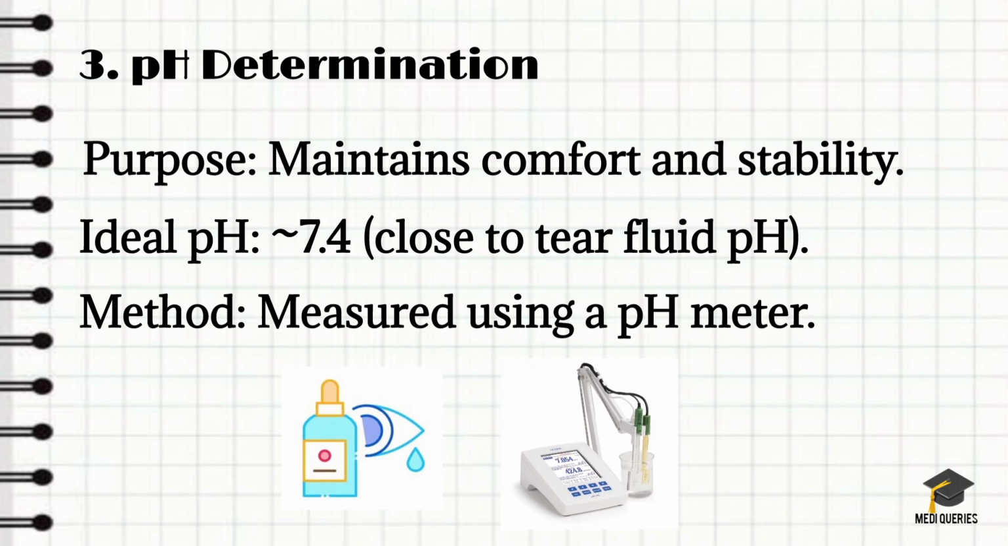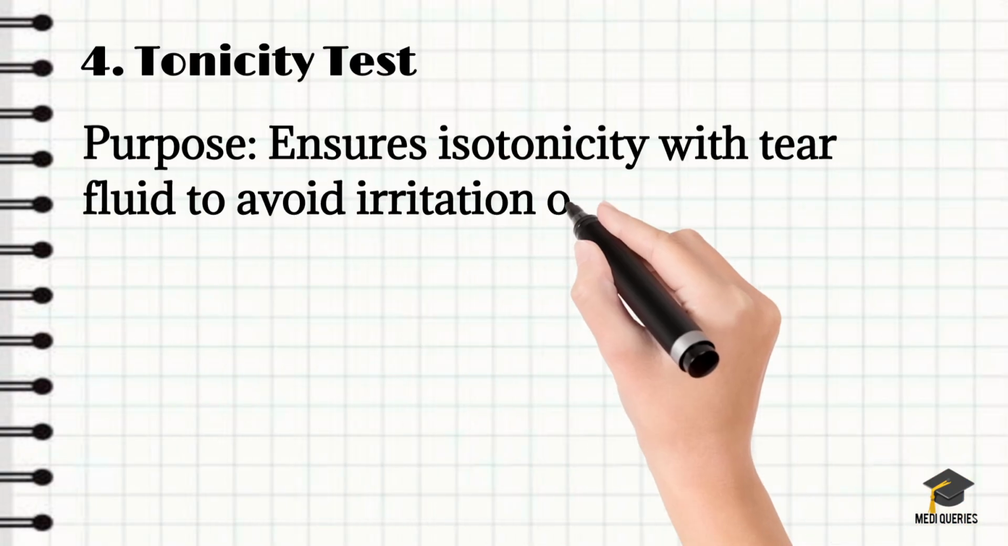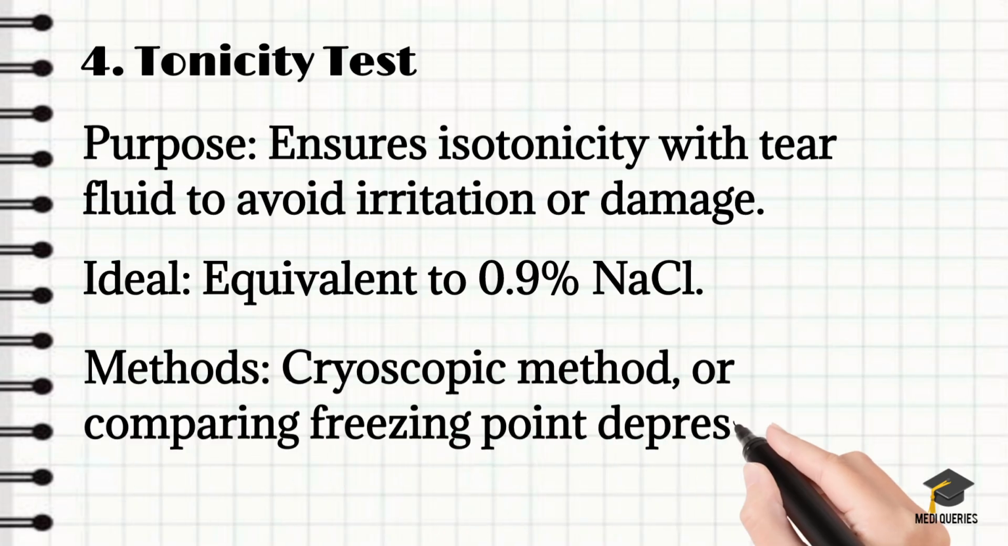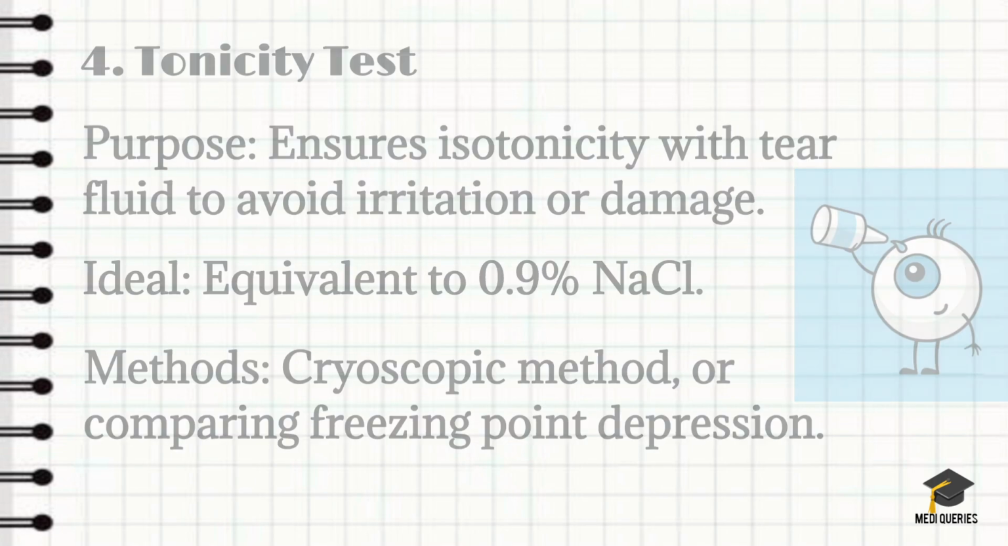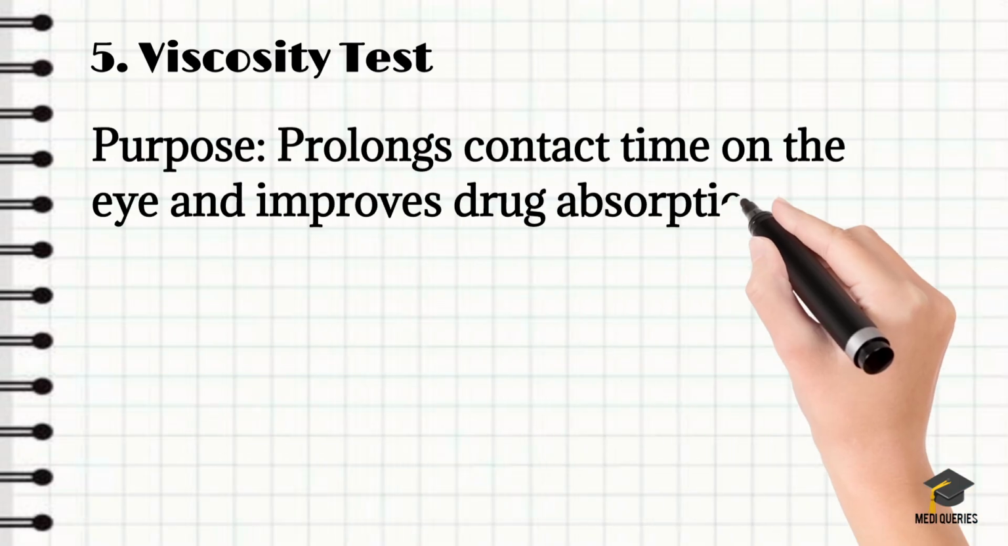Okay, and the next one is the isotonicity test, which ensures the formulation is isotonic with the tear fluid. Common methods like the freezing point depression method and hemolytic method are adopted here. This is used to prevent irritation or damage to the ocular tissues.